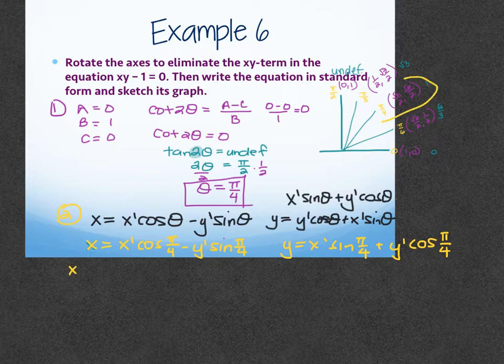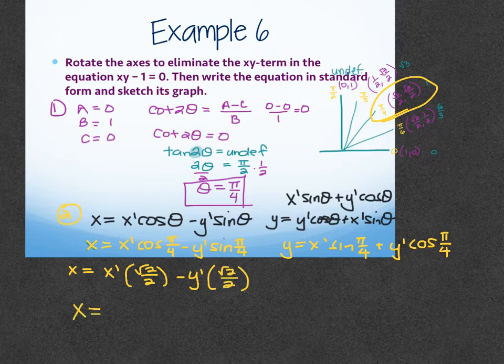Unit circle. Pi over 4 is here. What's true about the x and the y? They're the same, but remember the x is the cosine, the y is the sine, because obviously they're not always the same. So this is now x prime times root 2 over 2 minus y prime times root 2 over 2, or root 2 times x prime minus root 2 times y prime all over 2. So get it as simple as you can.